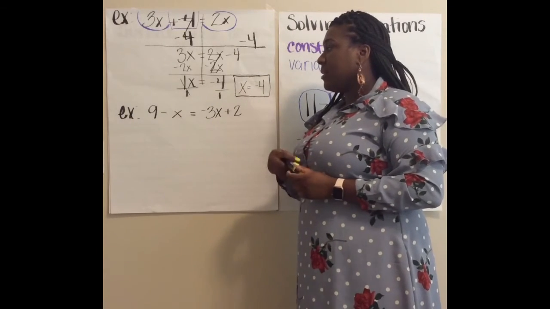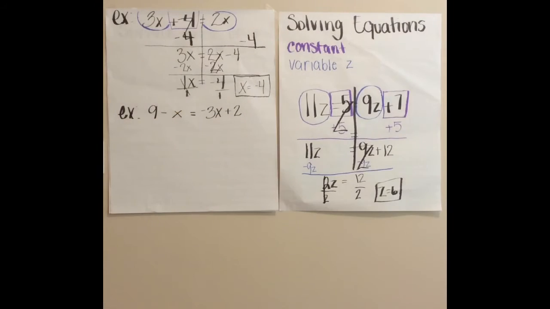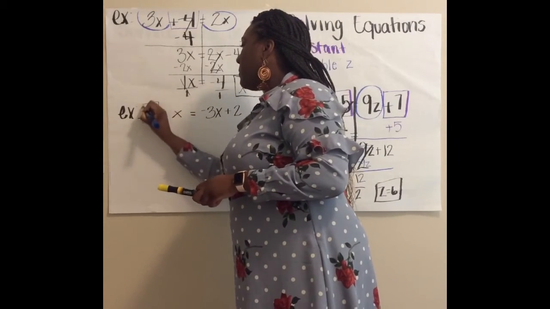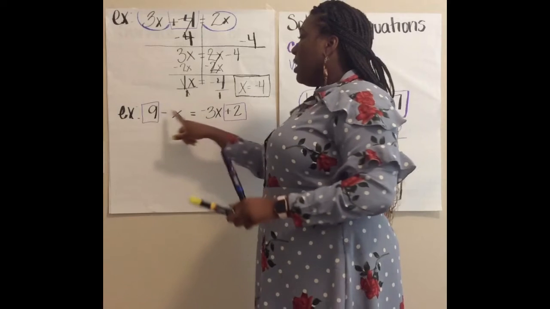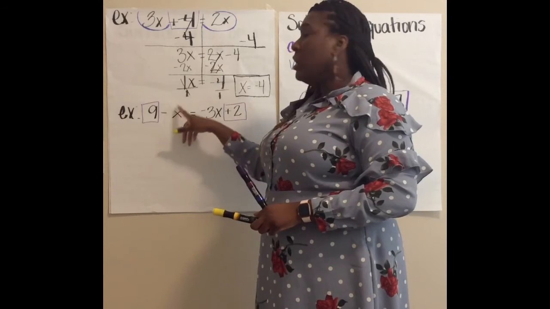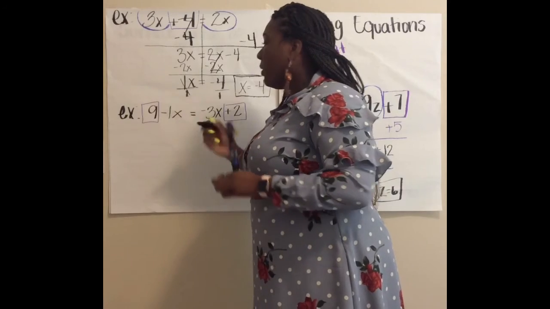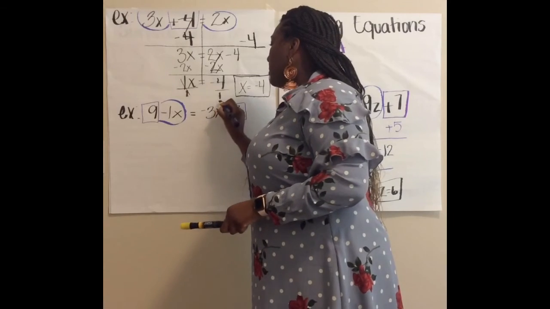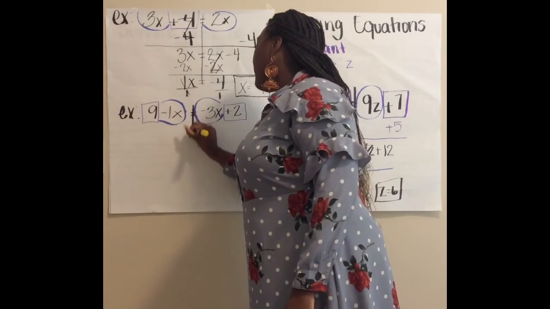Okay? So now let's look at our next example. We have 9 minus x equals negative 3x plus 2. Same thing. Box our constants. We're going to circle our variable. If you notice, is there a number in front of x? No. Anytime you have a variable and there's no number in front, it's a 1. So you put a 1 in front. So now we're ready to circle. And now we can draw a line straight down.